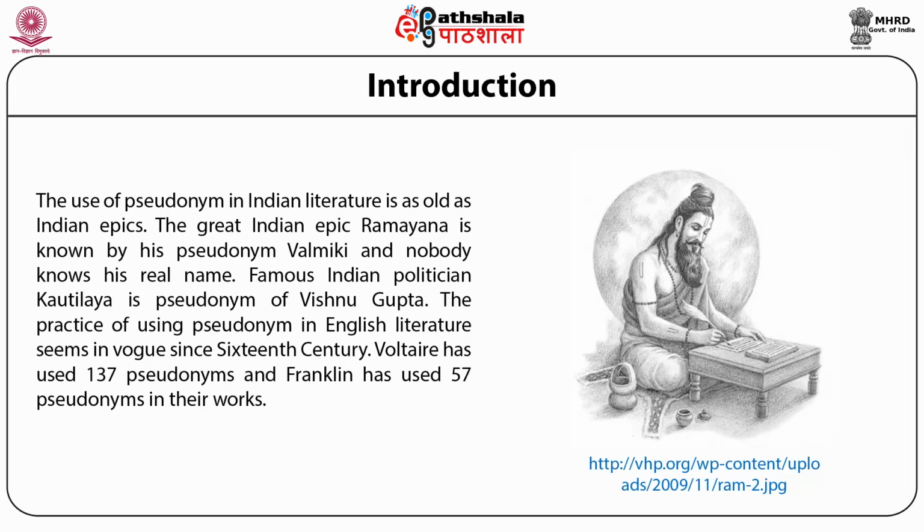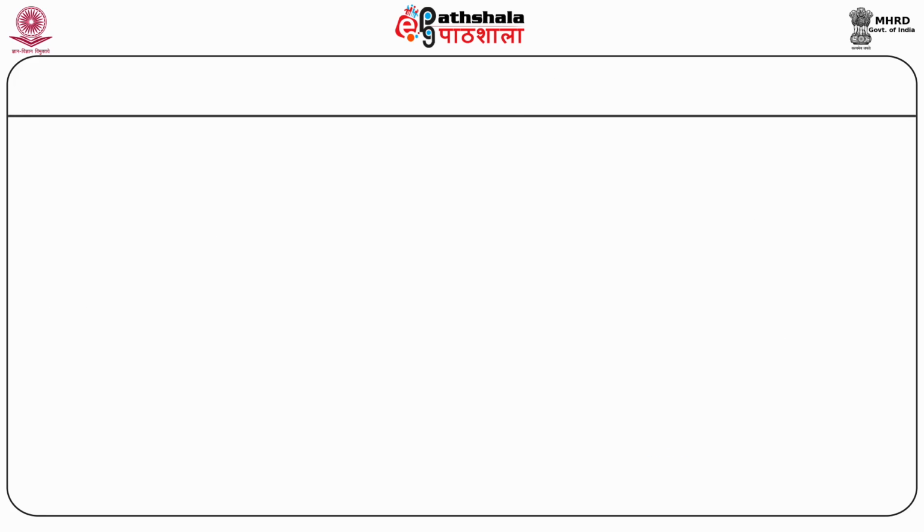Introduction. The use of pseudonym in Indian literature is as old as the Indian epics. The great Indian epic Ramayana is known by its author's pseudonym Valmiki, and nobody knows his real name. The famous Indian politician Kautilya is the pseudonym of Vishnugupta. The practice of using pseudonym in English literature seems to be in vogue since the 16th century. Voltaire used 137 pseudonyms and Franklin used 57 pseudonyms in their works.